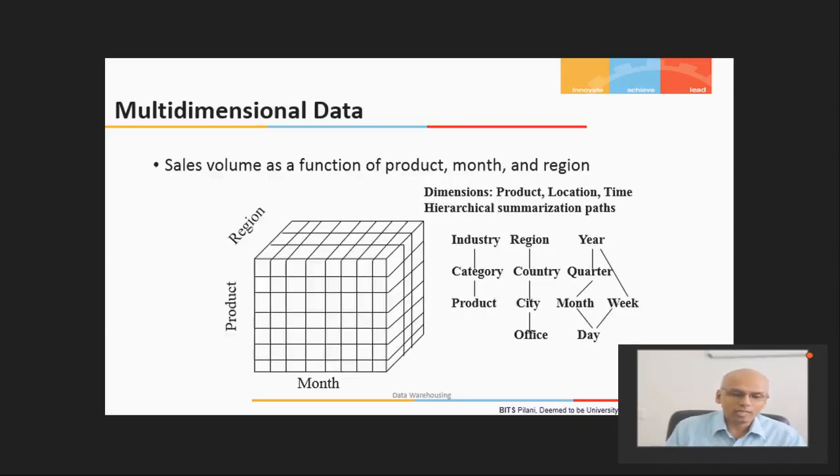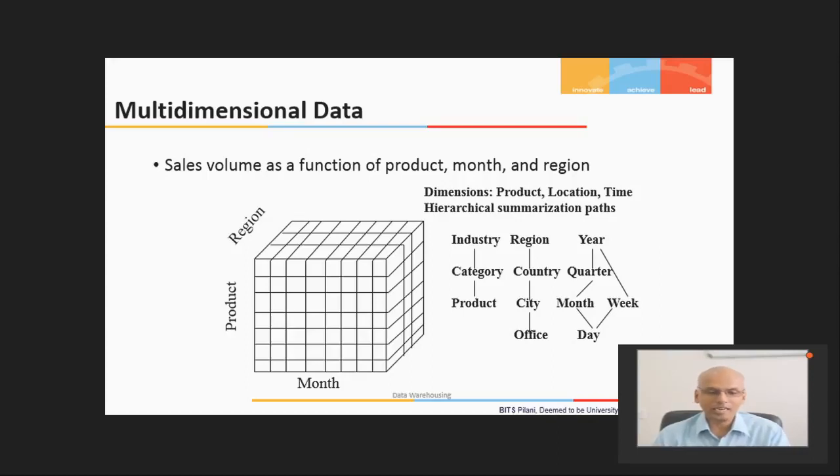And now let's go one step further. It is not necessary that each dimension will have only one value or one level of values which is useful for analysis. For example, when they are analyzing the sales, they may be doing the analysis at a city level, or maybe at a lower level than that, or maybe at a country level, or they may be doing it at a continent level. So what it means is there is a hierarchy that is associated with each dimension.